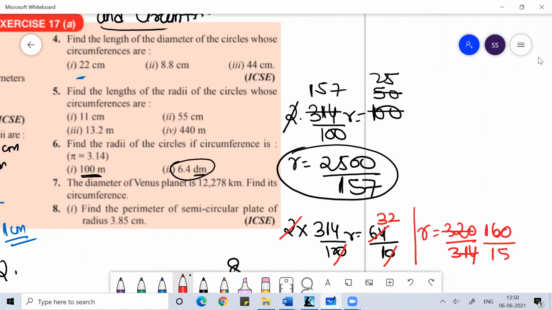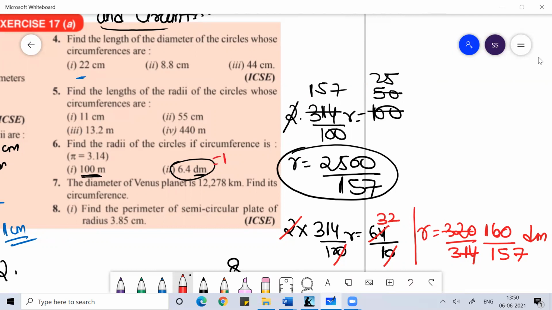So should we convert it into meter? That's what I'm saying. You can either convert in meter. Here nothing is given, so we can either write decimeter. If they want, we'll convert into meter, whatever. Because as such there's nothing written, keep it in decimeter. To get centimeter multiply by 10, if you want in meter, divide by 10.